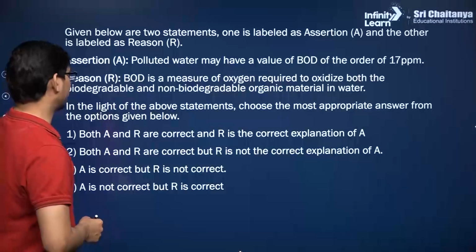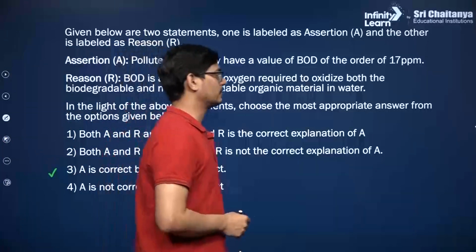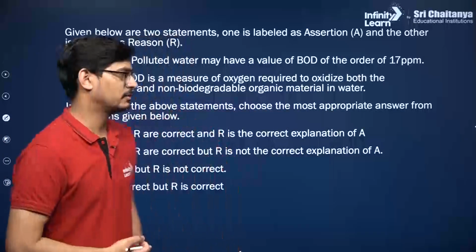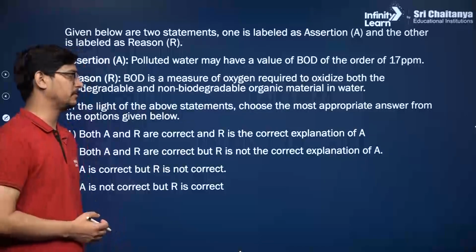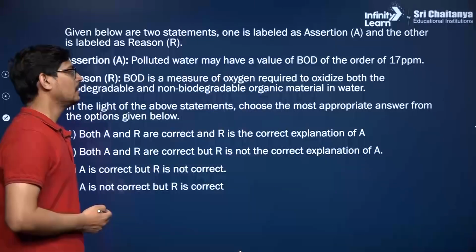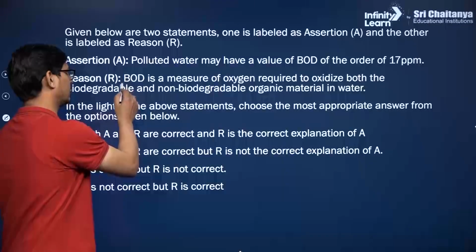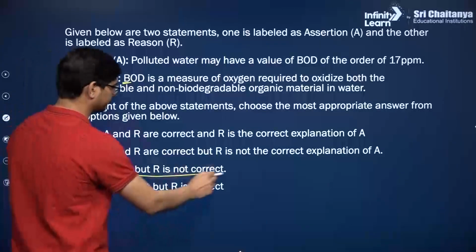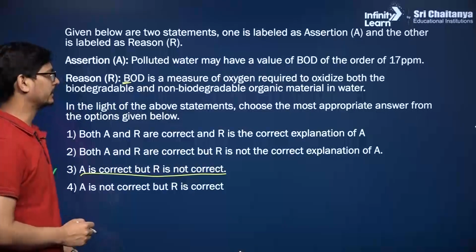Here, polluted water may have a BOD of the order of 17 ppm. Yes, correct. Biochemical oxygen demand of polluted water, highly polluted water, is above 17 ppm, but this is for only biodegradable substances, not for non-biodegradable, because that is what the name is, biochemical oxygen demand, right? So here the correct answer is option 3. Assertion is correct, but reason is not correct.